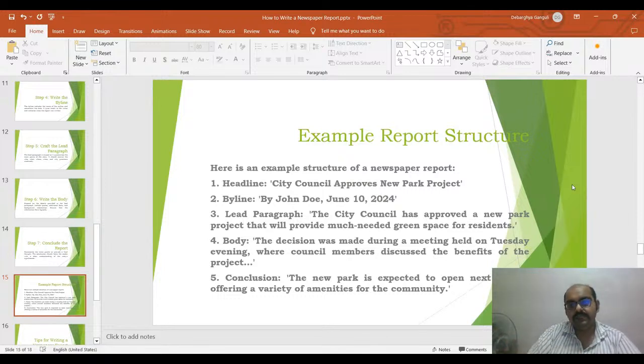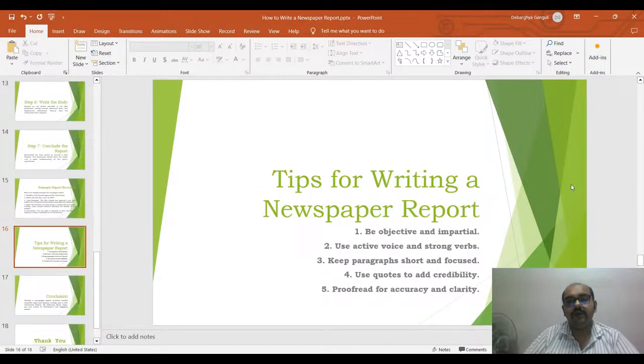So the decision was made during a meeting held on Tuesday evening where council members discussed the benefits of the project. So here we are explaining the how. A conclusion that the new park project is expected to open next spring. So look, again we are giving a when, offering a variety of amenities for the community. So what does the community get? So we are answering all the questions.